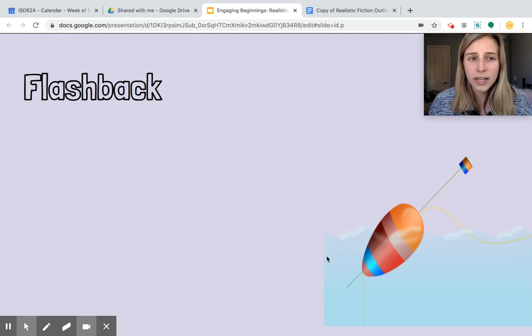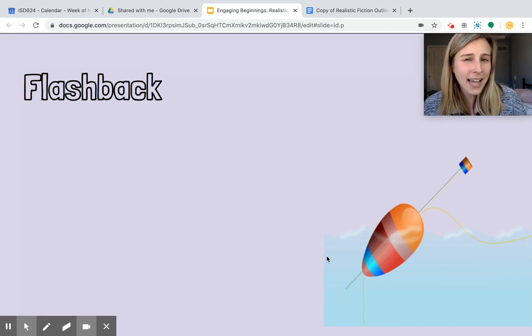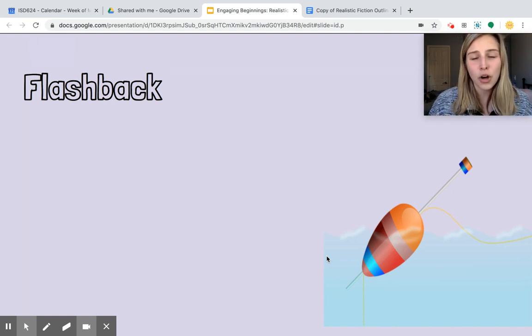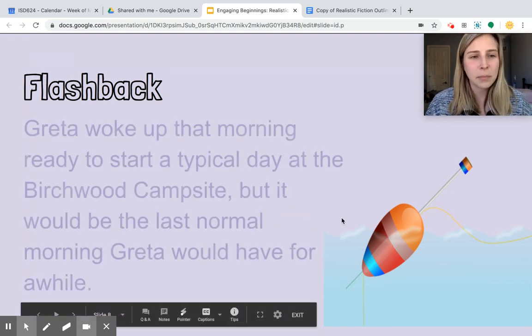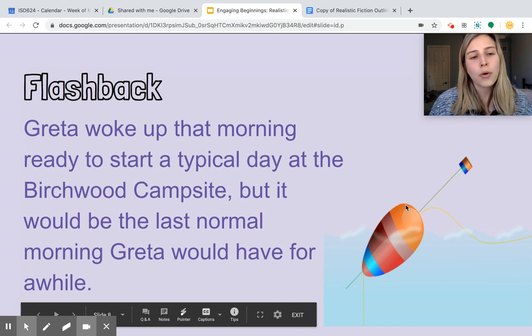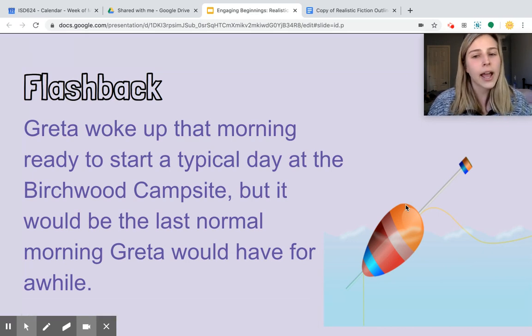And then the next one here is a flashback. So this is something that already happened, or maybe something that the character doesn't realize yet, but by the end of the book will realize. So the example of this is, "Greta woke up that morning ready to start a typical day at the Birchwood campsite. But it would be the last normal morning Greta would have for a while." All right, so then that makes your reader want to be like, "Oh, why is this the last normal morning?"